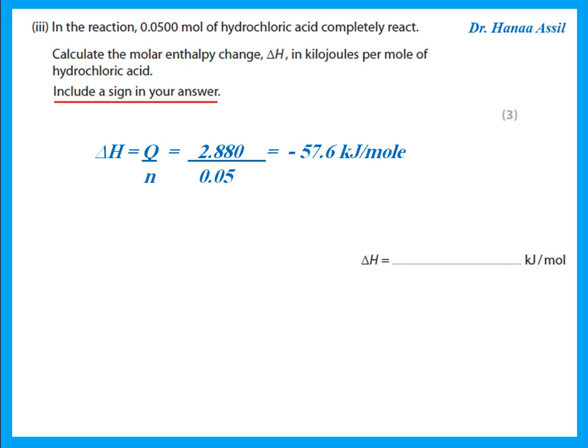Remember, he says include a sign. How did I know that it should be minus? Because he said that the temperature rises, or there is a maximum temperature. If the temperature rises, that means the reaction is exothermic, and that means delta H is a negative number.